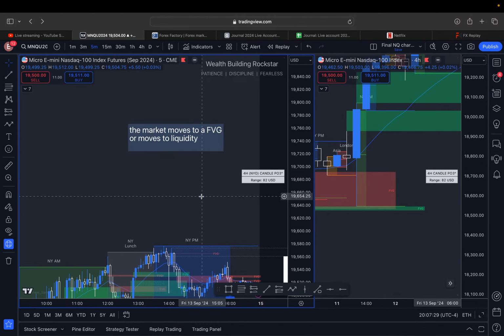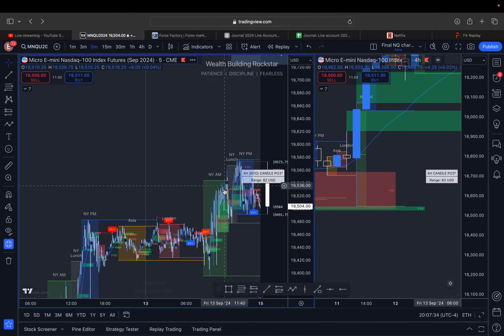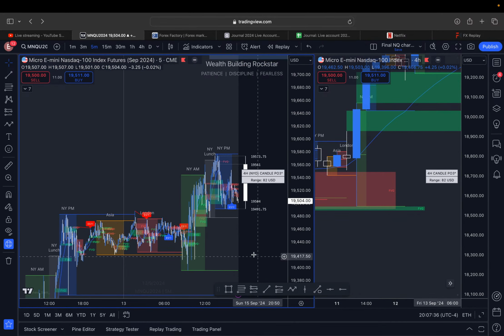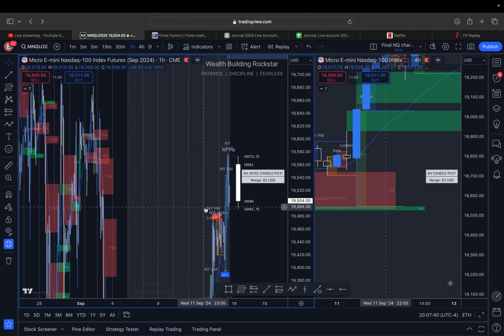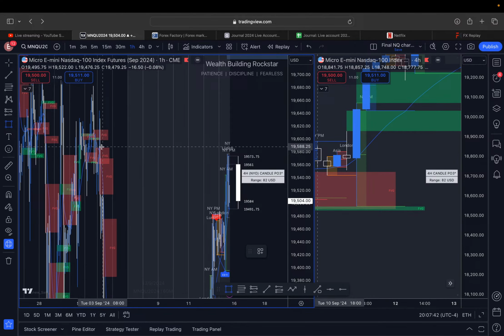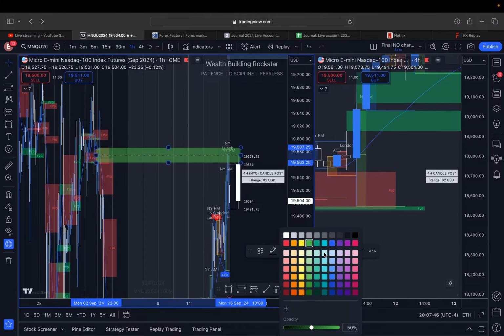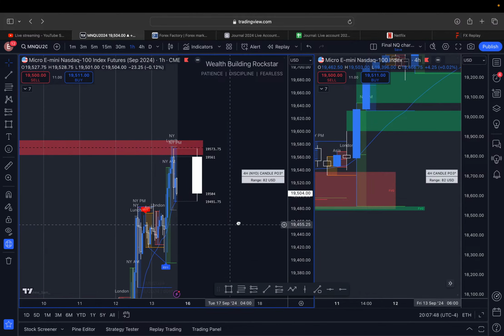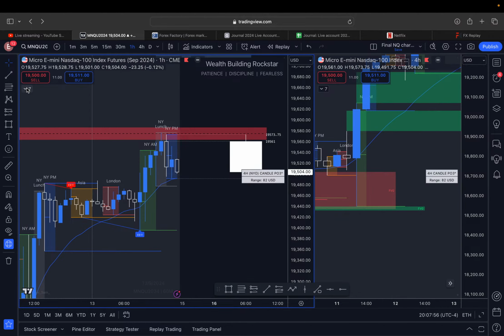And then on this day, we did have an hourly fair value gap up here that I knew we were going to. And I can show you what that gap looks like. It was this one here. The market went up into that fair value gap and it hit it perfectly. You see what I'm saying? So this is an indicator. You don't have to draw them.